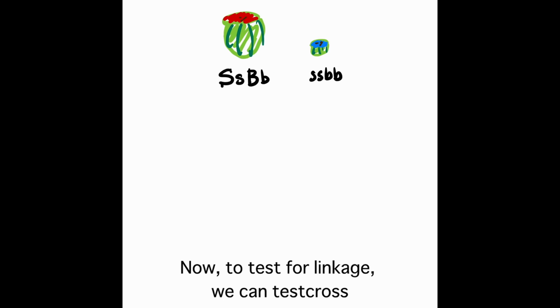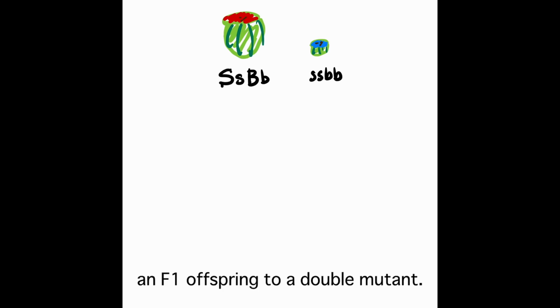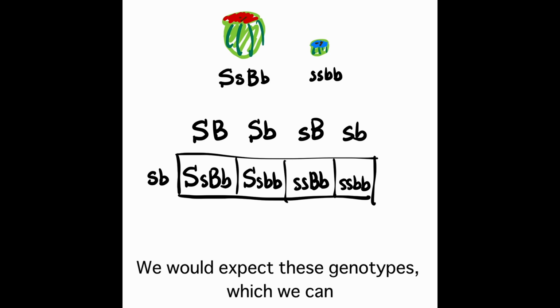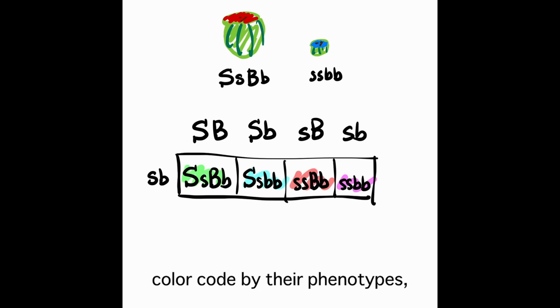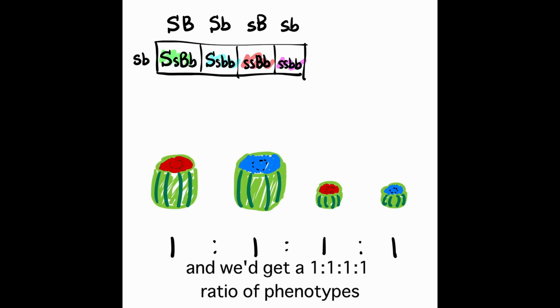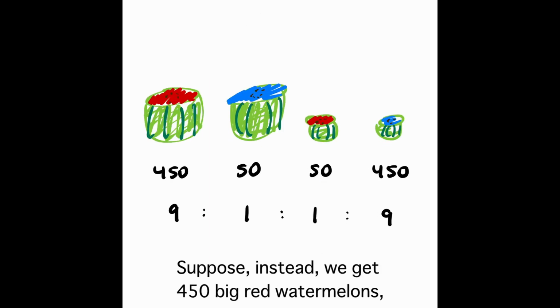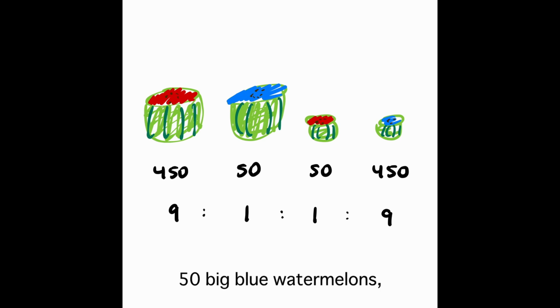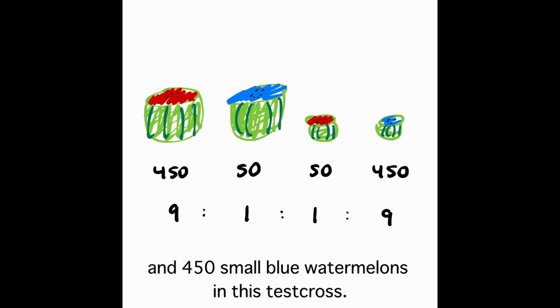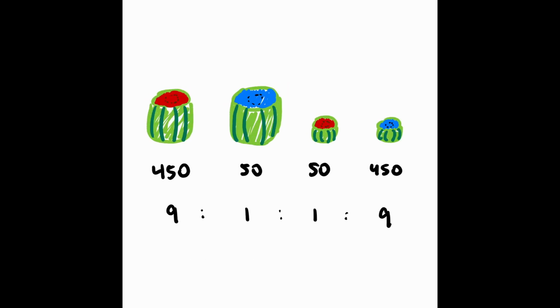Now, to test for linkage, we can test cross an F1 offspring to a double mutant. We would expect these genotypes, which we can color code by their phenotypes, and we get a 1:1:1:1 ratio of phenotypes. Suppose instead we get 450 big red watermelons, 50 big blue watermelons, 50 small red watermelons, and 450 small blue watermelons in this test cross. This is in a 9:1:1:9 ratio, not the expected 1:1:1:1 ratio.